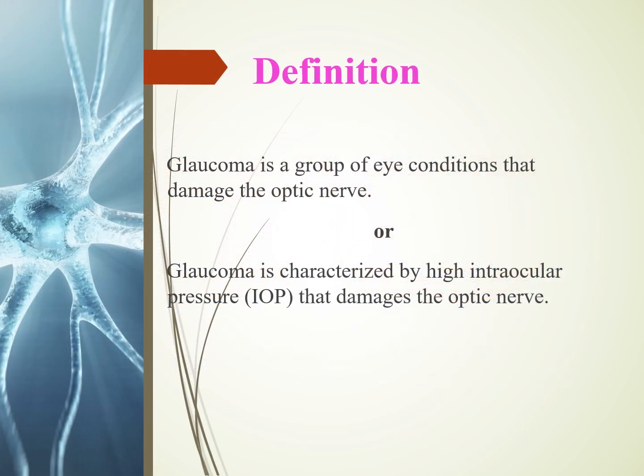Definition. Glaucoma is a group of eye conditions that damages the optic nerve, or glaucoma is characterized by high intraocular pressure that damages the optic nerve. The definition of glaucoma is a group of eye conditions that damages the optic nerve. Another definition is it is characterized by high intraocular pressure that damages the optic nerve. Means here the optic nerve is getting damaged.